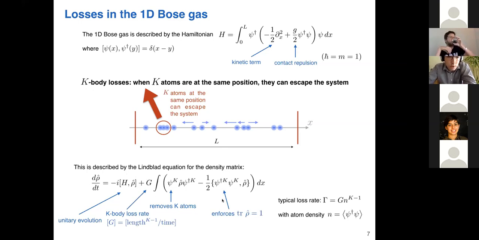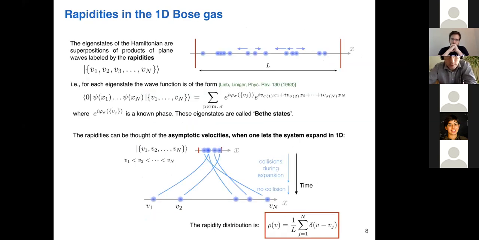So a good starting point to describe these losses is this equation, the Lindblad equation for the density matrix of the gas in the box. And what's important here is that we have this unitary part of the evolution generated by the Lieb-Liniger Hamiltonian, and the loss processes that are encoded here by this operator psi to the k, which is the operator that annihilates k atoms at a given position. And this occurs with some constant g, which has dimension of length to the k minus 1 divided by time. And by multiplying this by the density to the k minus 1, I can form a rate, an inverse time, gamma. So in the rest of the talk, I will use this notation gamma, again, for the loss rate.